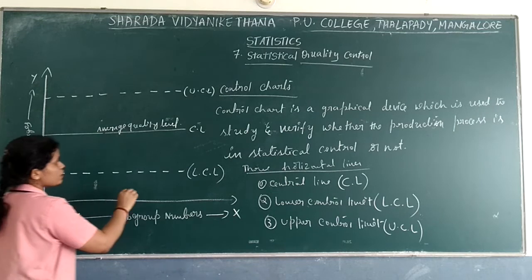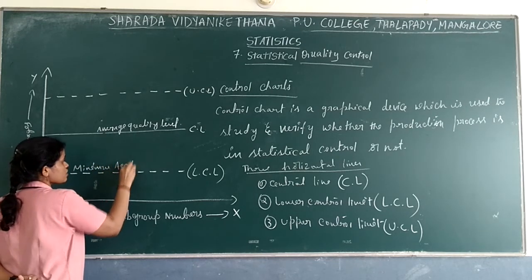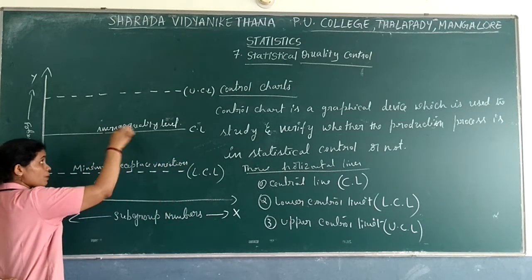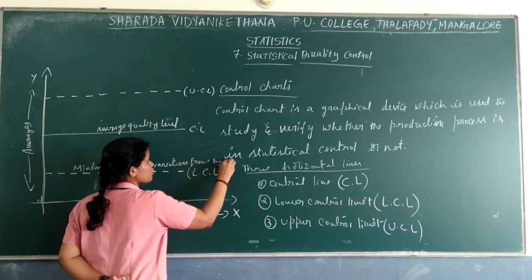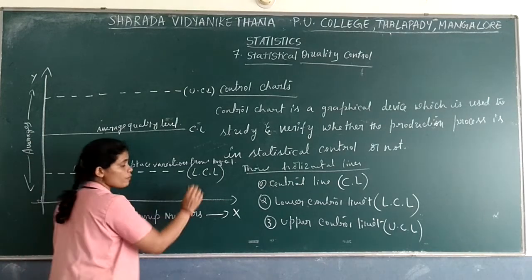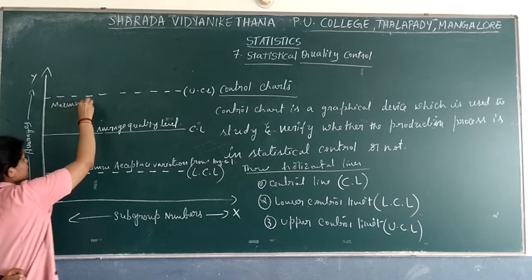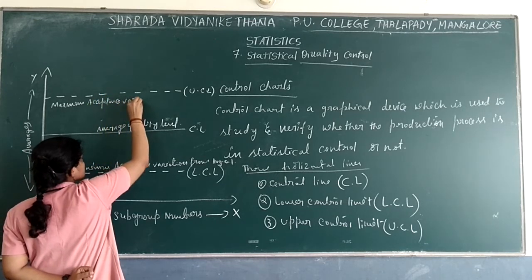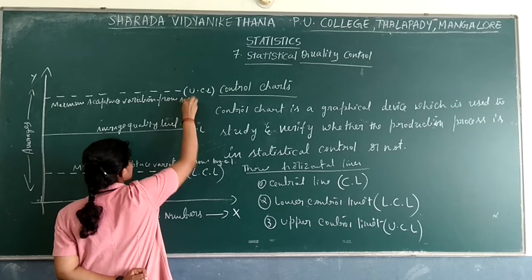Then the lower control limit is the minimum acceptance variation from the average quality level. Minimum acceptance variation from average quality level, that is the lower control limit. Then what is the upper control limit? That is the maximum acceptance variation from the average quality level.